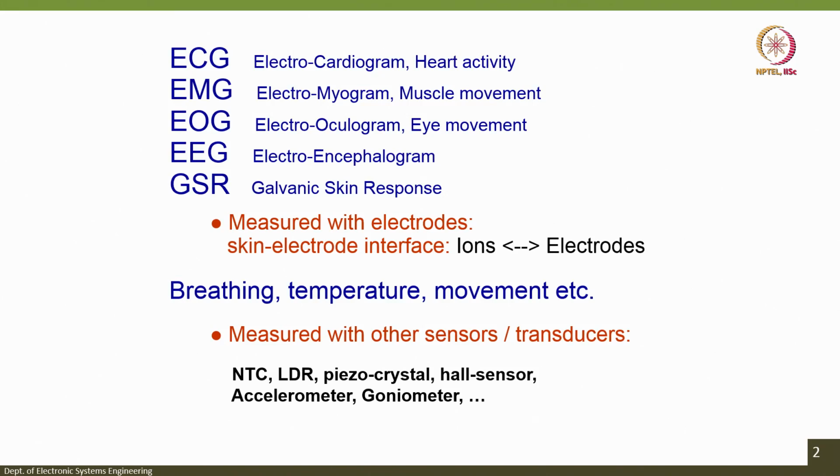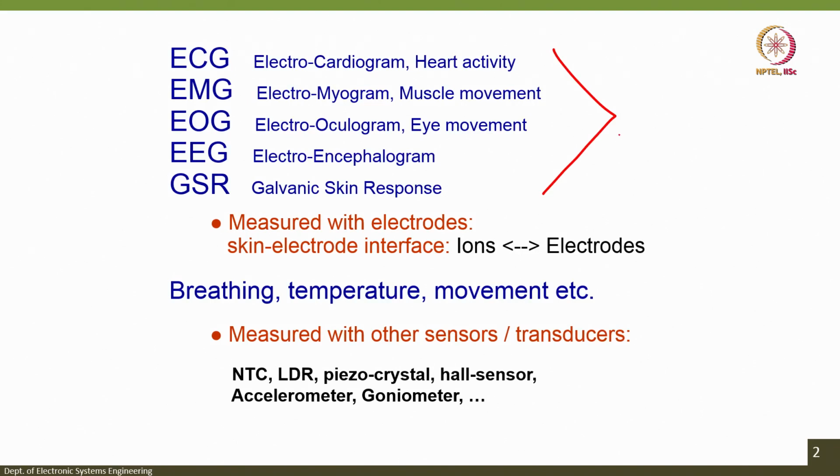In fact, a lot of research is going on to understand the change in the GSR with respect to stress, and the GSR in particular, or in particular all these techniques, right, are used with electrodes where the skin electrode interfaces. So, there are ions and electrodes interfacing and exchanging, which is the technique. But in all these techniques, right, you will see that there is a use of electrodes.